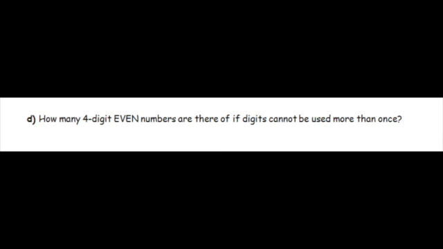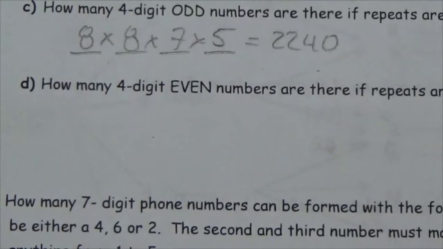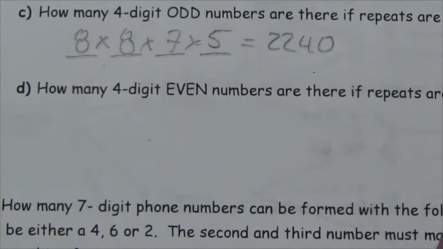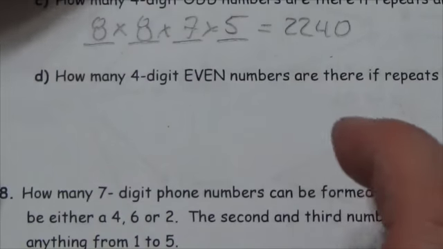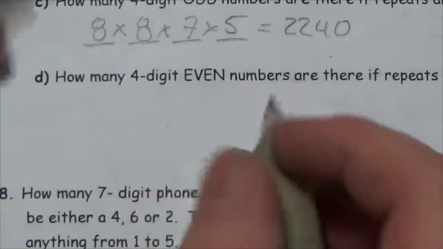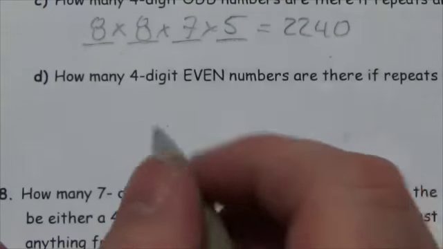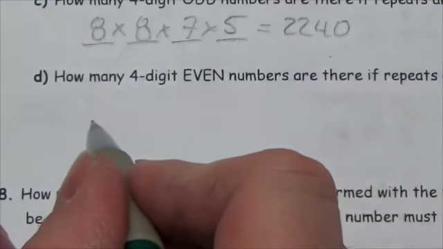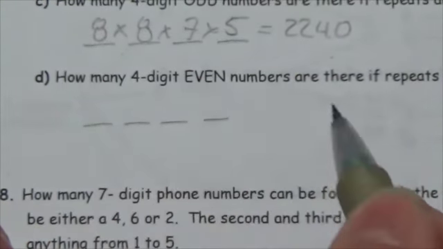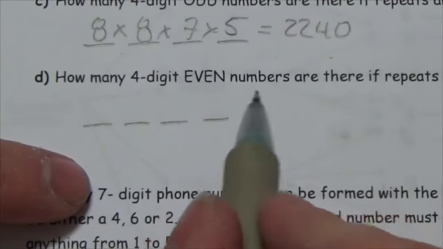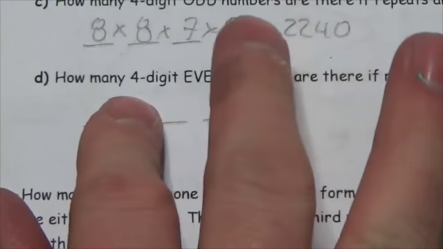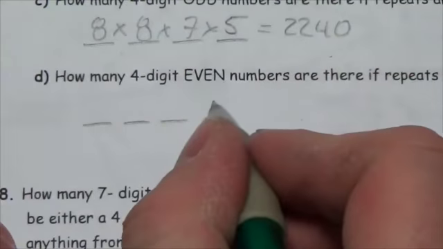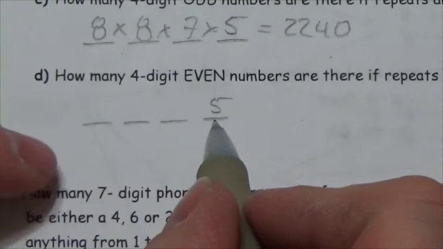How many four-digit even numbers are there if repeats are not allowed? All right, this question here is probably one of the more difficult questions that we can ask in this particular chapter, in this section, I should say. Now, I'll lead you through this, and you'll see what I mean in just a second. How many four-digit even numbers? So 1, 2, 3, 4. Now it's going to be even. So an even number can end with 0, 2, 4, 6, or 8. So there are 5 choices here for that last digit.